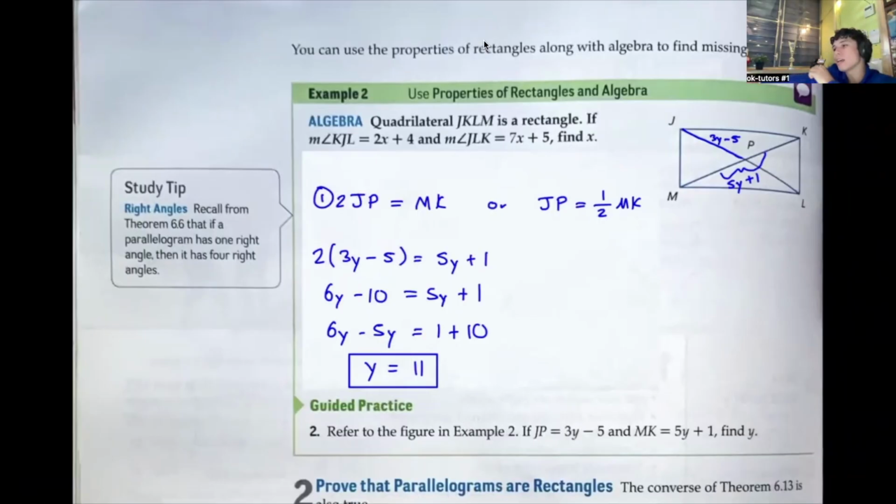You have to relate the sides with the other side. So if I give you a whole side, you know that's half of one side. And if I give you one side, that's double the other side. Like in this example, this is double JP. And this is half JP.